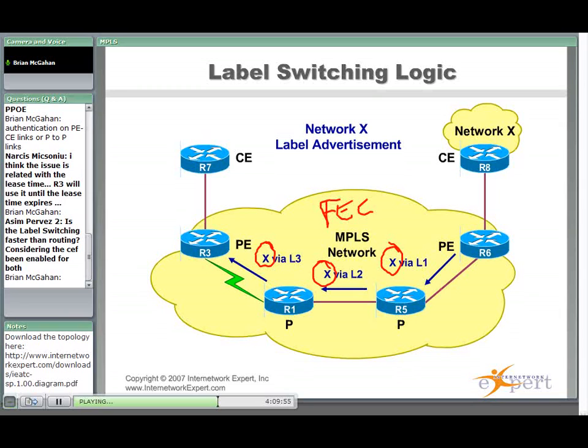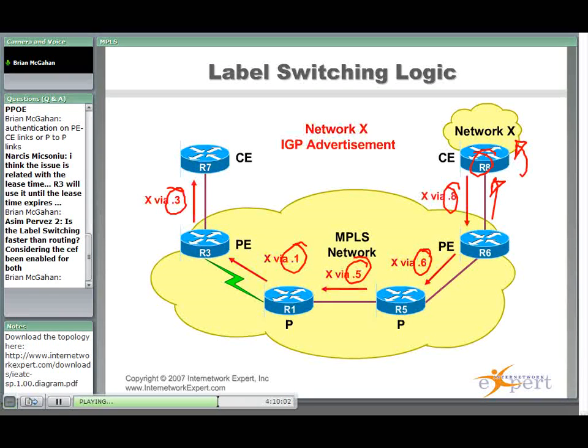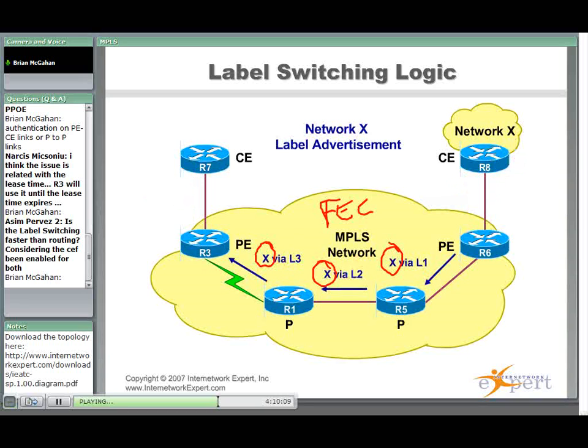We need to make sure that we have our underlying routing protocol that is going to provide transport for the network advertisement. So this is either going to be IGP or BGP. A next step inside the MPLS network, we are going to take this destination X and change it into an MPLS forwarding equivalency class, an FEC. We do this by binding a label advertisement onto the routing advertisement.